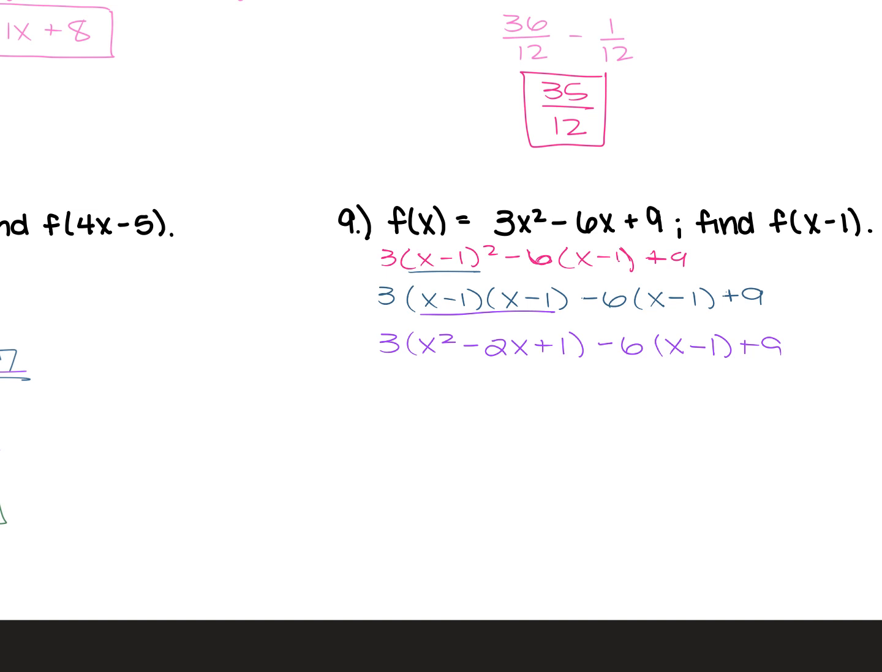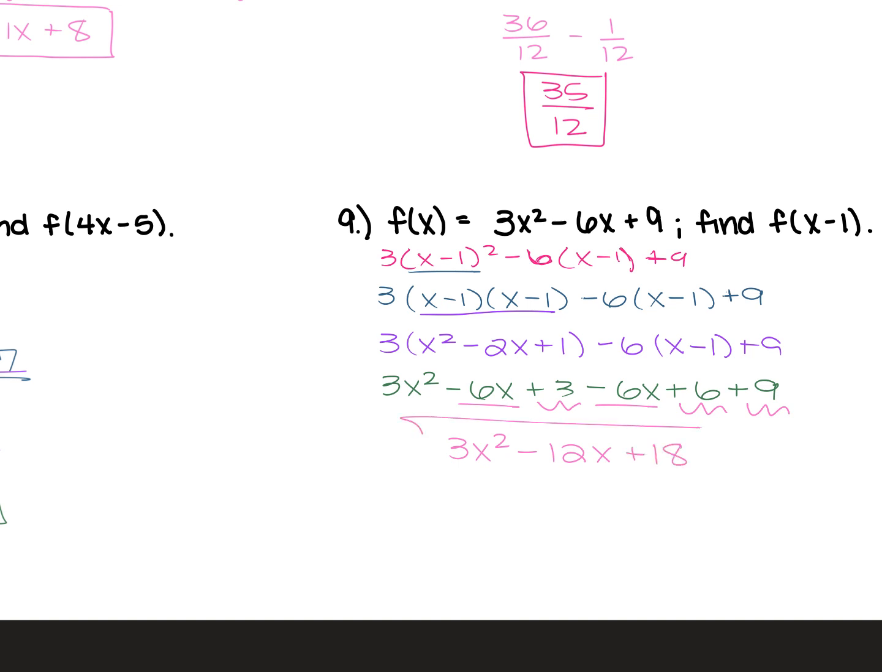Distribute your 3 in, distribute the negative 6 in. That gives you 3x squared minus 6x plus 3, minus 6x plus 6, plus 9. Then from here, combine your like terms. Your 3x squared drops down. Your negative 6x minus 6x is negative 12x. Then you have 3 plus 6, which is 9, plus 9 is 18. So that's 3x squared minus 12x plus 18.